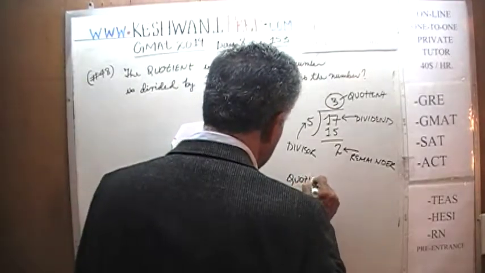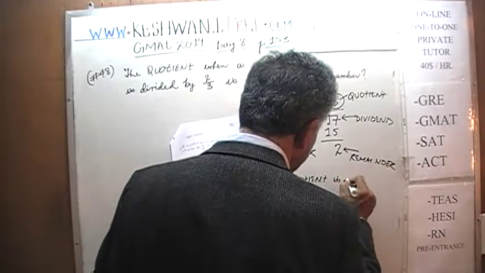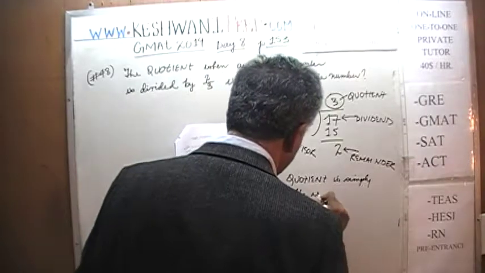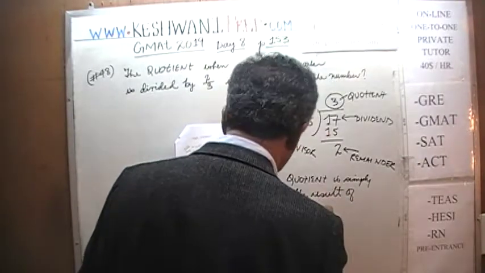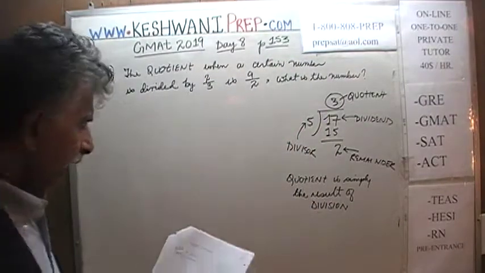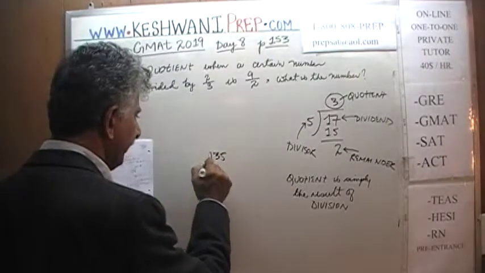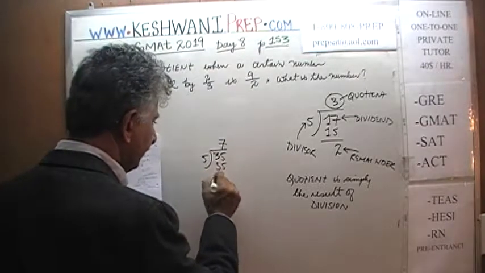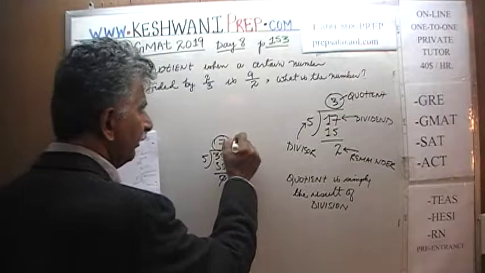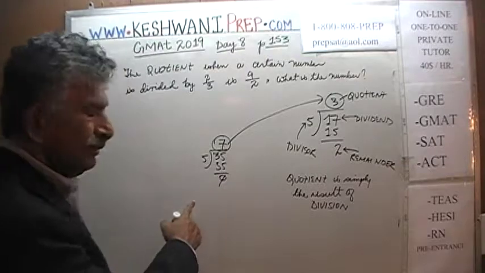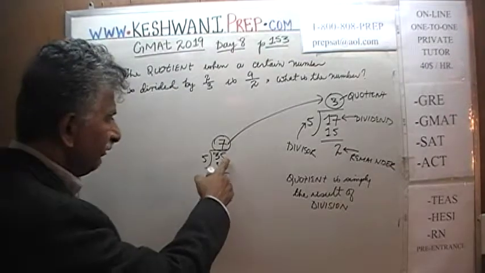So what's the quotient? Quotient is very straightforward. Quotient is simply the result of division. For example, if you divide 35 by 5, how many 5s does 35 have? The answer, of course, is 7. The result of the division is called the quotient. Do you understand? Remainder here is 0. The number by which we are dividing, the divisor, here is 5. The dividend is 35.